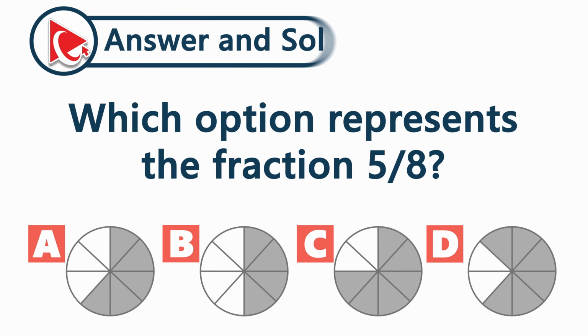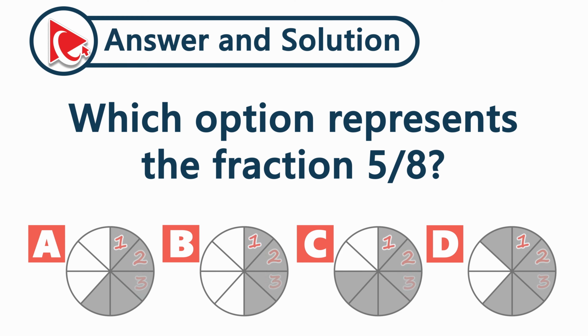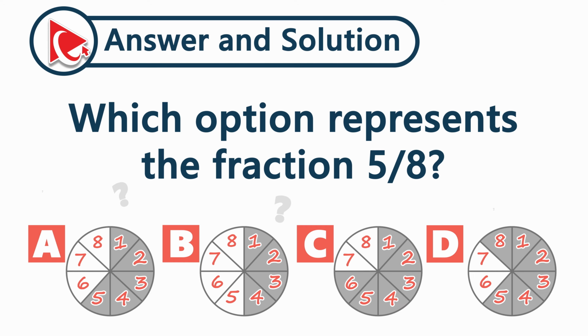Here's what you can do to solve it correctly. Take a close look. Count the total slices. Then count how many are shaded. Which circle shows exactly 5 out of 8 parts?